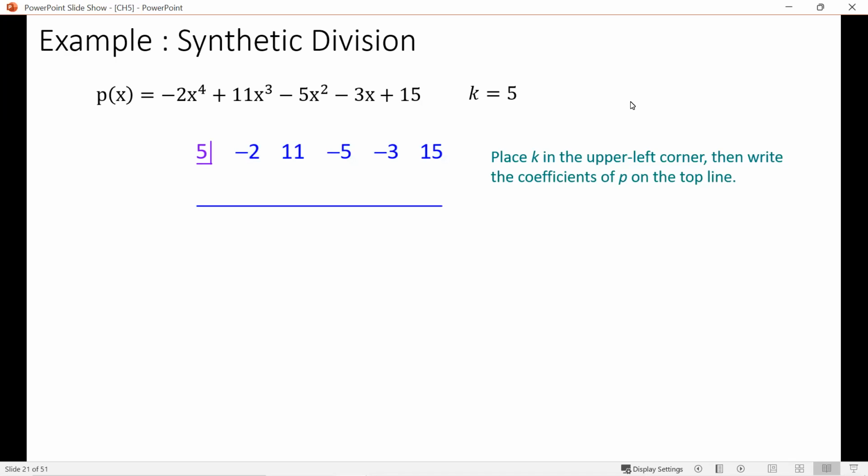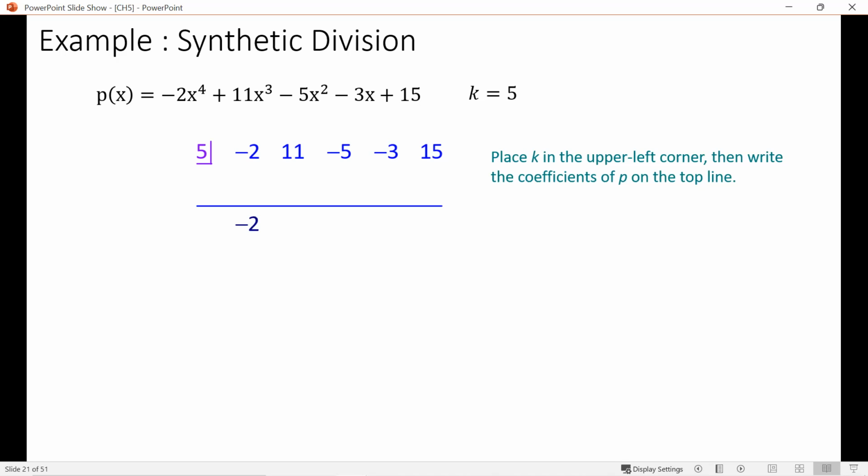All right, so here's how we start. We have this polynomial negative 2x to the 4th plus 11x to the 3rd minus 5x squared minus 3x plus 15. And we essentially are dividing this polynomial by x minus 5, or we're dividing this polynomial by the linear factor if 5 is one of our zeros. So we put the 5 in that little box and we list all our coefficients in the first row. Make sure that if you have any missing terms here where the coefficient essentially is 0, that you put that 0 there.